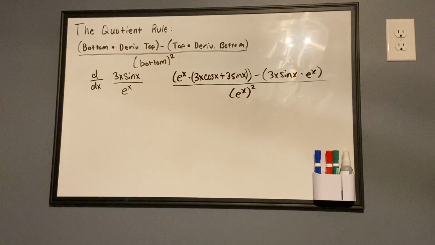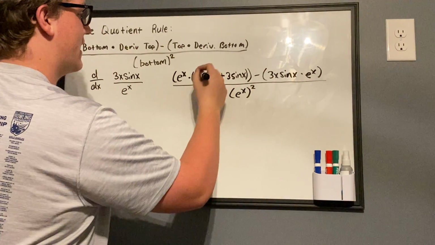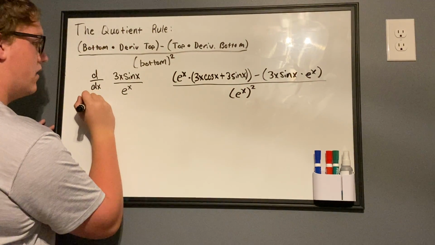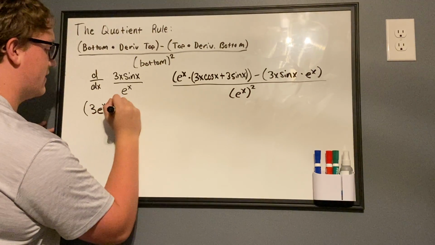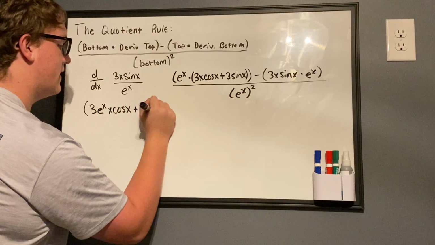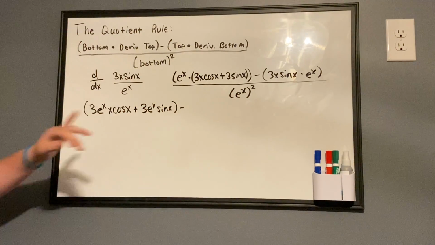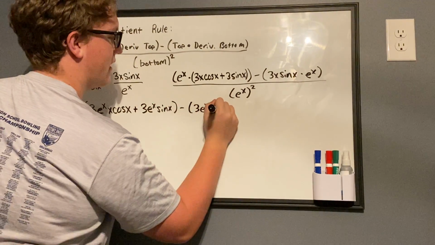Now this is really nasty, and I know it's really nasty, but we can simplify this. So what I'm going to do is go ahead and distribute this e to the x to everything. So distribute e to the x here, distribute e to the x here, and here. So what we have on the top is 3 e to the x, x cosine x, plus 3 e to the x sine x, minus, well, when we distribute this out, we have 3 e to the x, x sine of x.